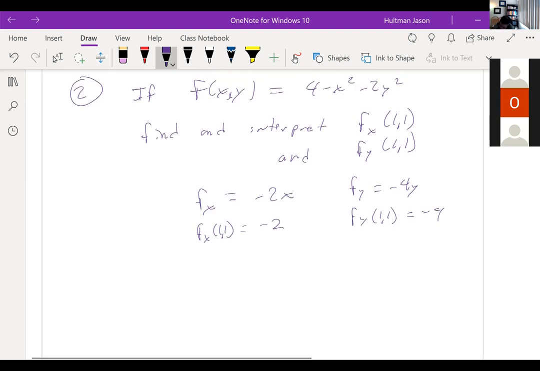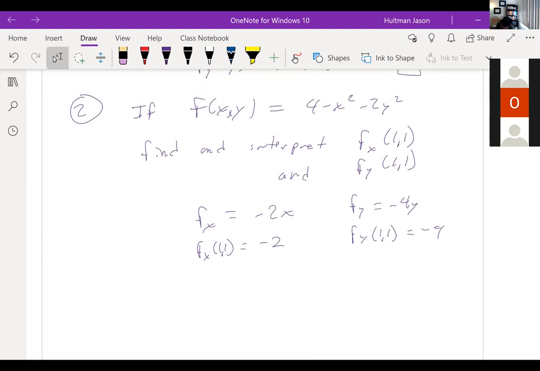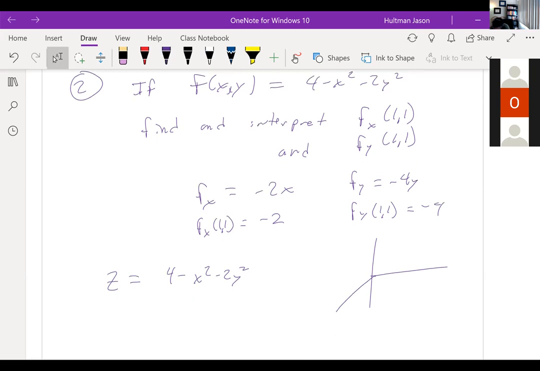Okay, so let's think about what this means intuitively. Well, we have this function z equals 4 minus x squared minus 2y squared. Okay, and this is some sort of surface. So the x's and y's dictate what's happening on z. So at the point where x is 1 and y is 1, well, what's z? Let's calculate the point that we're actually looking at here. So if x is 1 and y is 1, then what's z going to be?